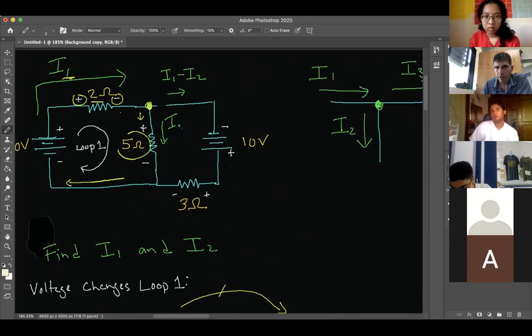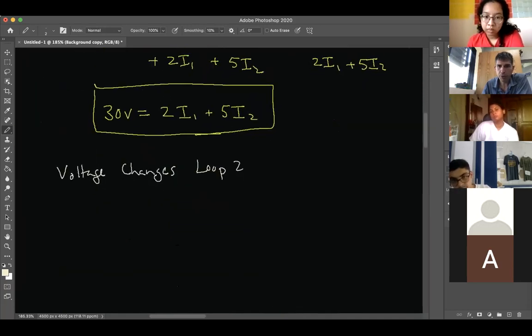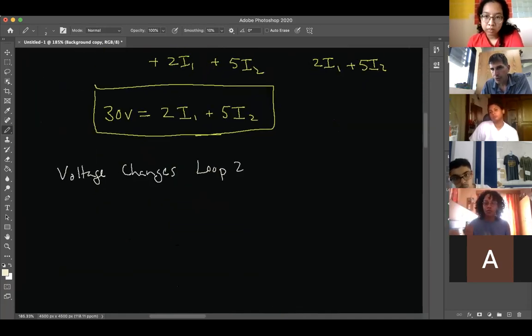All right, so now we're going to have this current. It's going to flow. So this is current I1 minus I2. It's going to flow from negative to positive. So this current is flowing in the correct direction. So we're going to add that first voltage. So this should be 10 volts.